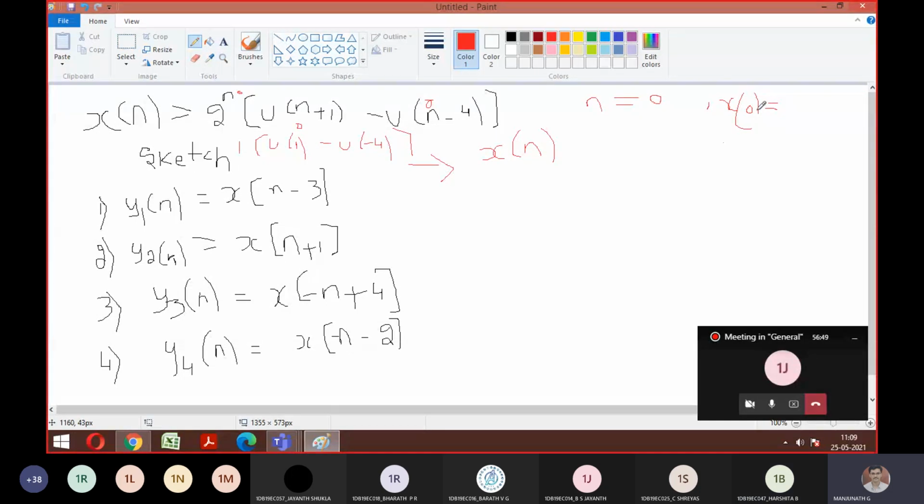U of 5 means how much? 1 only, right? We know that from 0 till plus infinity, whatever values you get, each has an amplitude of 1 only. So if you get U of 3, U of 4, U of 5, whatever it is, the value is 1 only. For n equal to 0 the first answer is 1. Now check for both positive as well as negative values and tell me, do we get the signal on both sides or only one side?